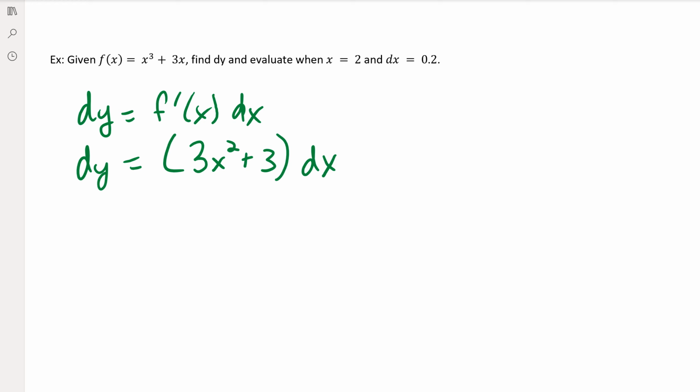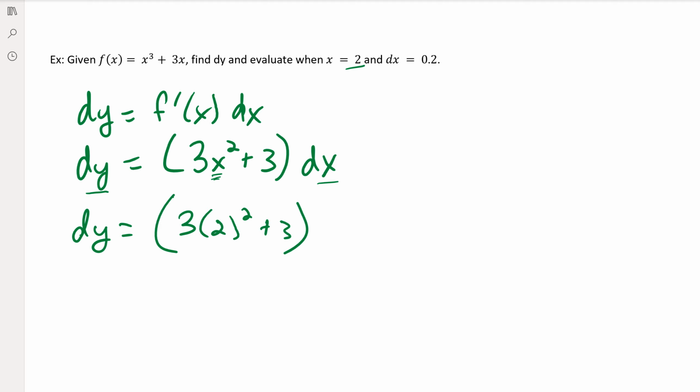We call this the differential equation. It relates how my y values are changing to how my x values are changing. As far as evaluating this, it's pretty straightforward. dy is equal to, well, what do I plug in for x? I plug in my starting x value, which is 2. So it's 3 times 2 squared plus 3, and that entire quantity gets multiplied by dx, which they told us is 0.2.